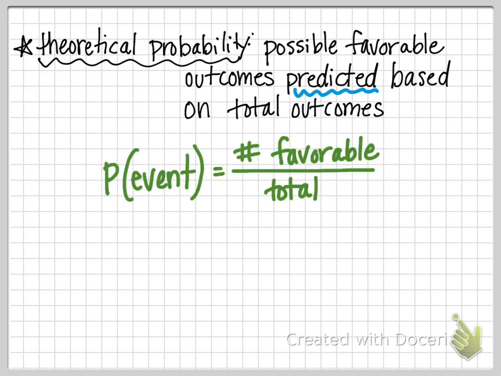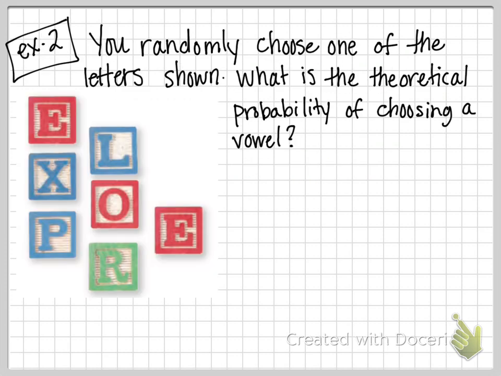We write it the same way. The probability of the event, so the probability of flipping heads, getting an even, getting an odd, is the number of favorable outcomes that you're looking for over the total number of possible outcomes. So here's example 2. It says you randomly choose one of the letters shown. What is the theoretical probability of choosing a vowel?